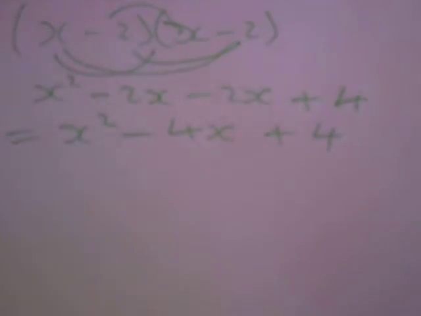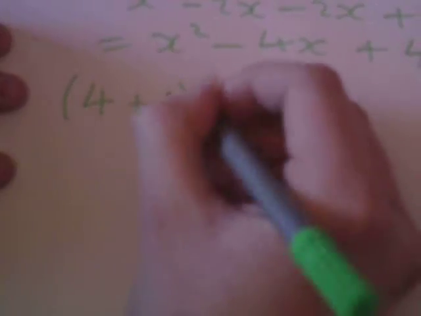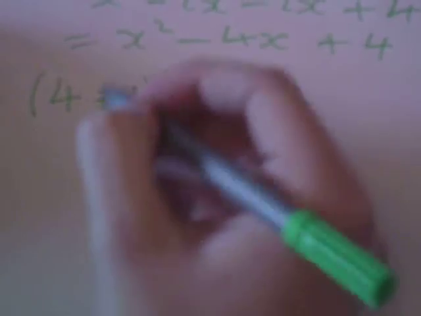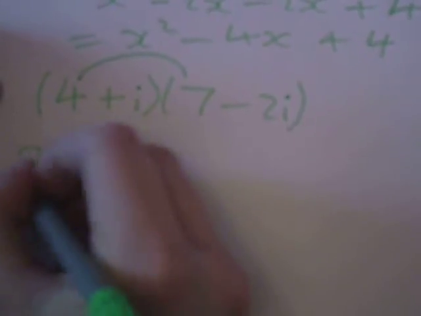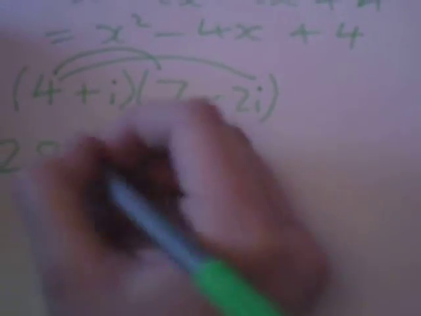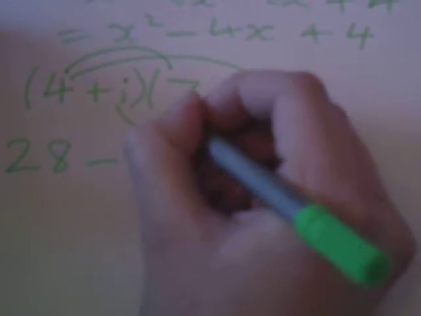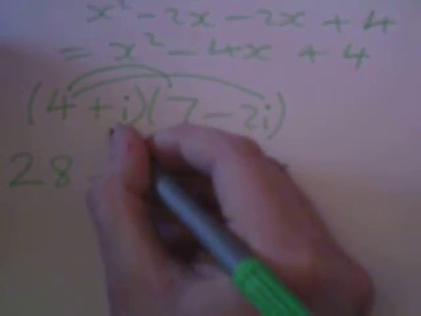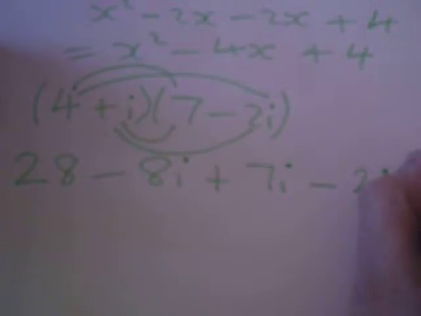So if I was to give you this complex number, (4 plus i)(7 minus 2i). Okay, so start off by multiplying out the first term: 4 times 7, so you're going to get 28. Then you do the same, 4 times minus 2i, which will give you minus 8i. Then you times the i by the 7, which is add 7i. And then you times the i by minus 2i, which gives us minus 2i squared.